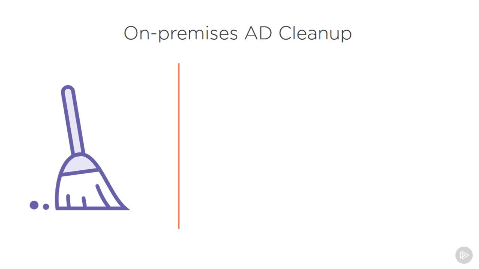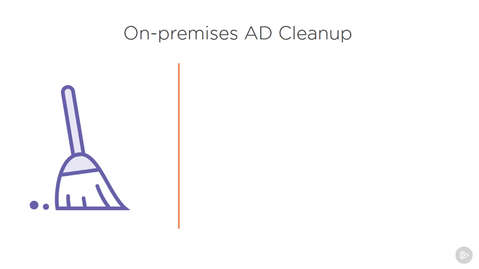There's this old saying as a DBA, garbage in, garbage out, or GIGO. We have the same problem here. We could be transferring thousands of objects in this synchronization process that are just garbage. So let's look at what we can do to clean up our Active Directory on-premises environment. And what do I mean by cleanup?